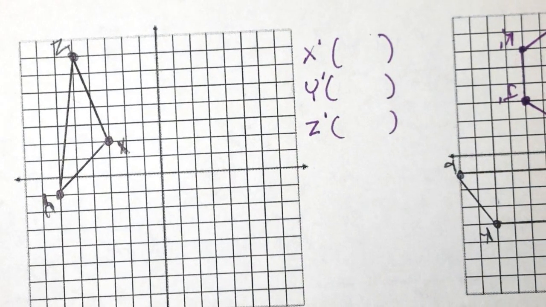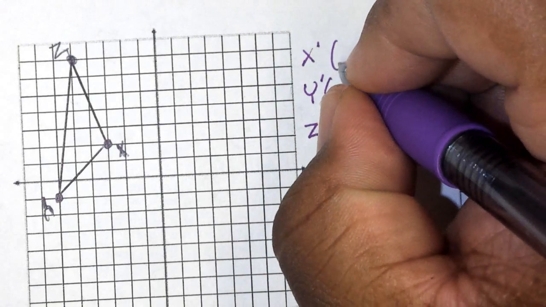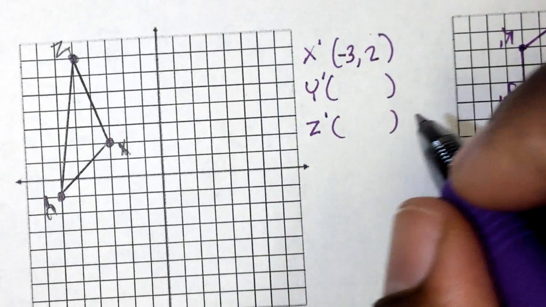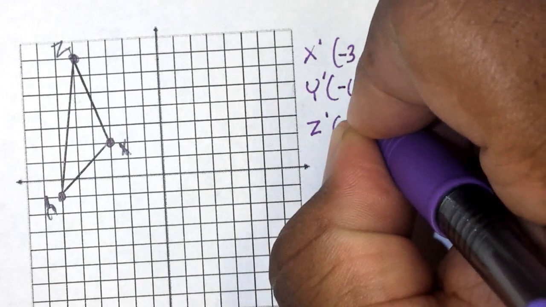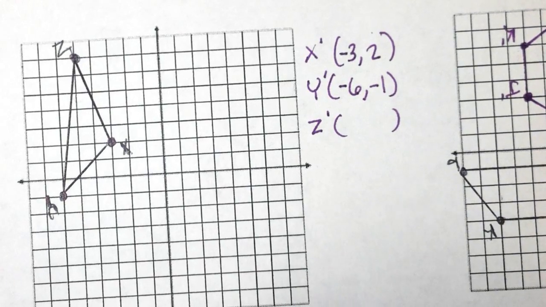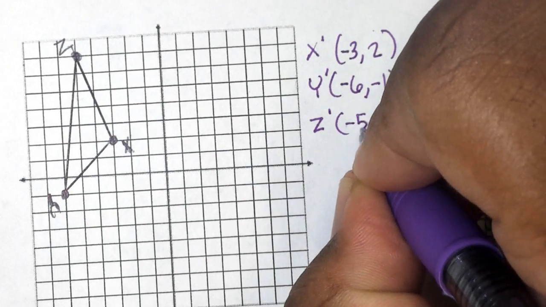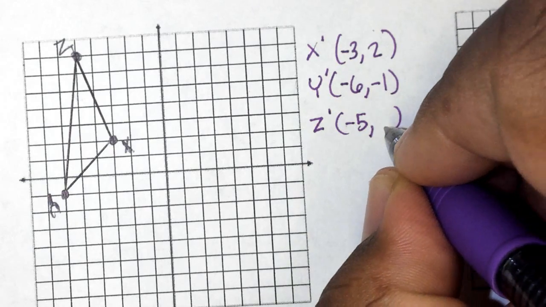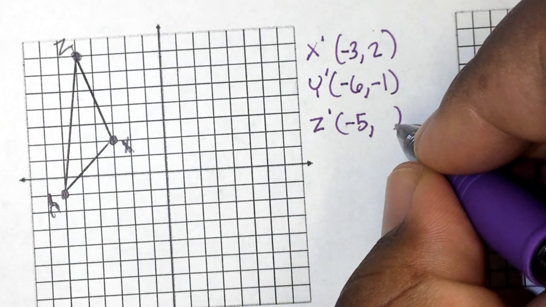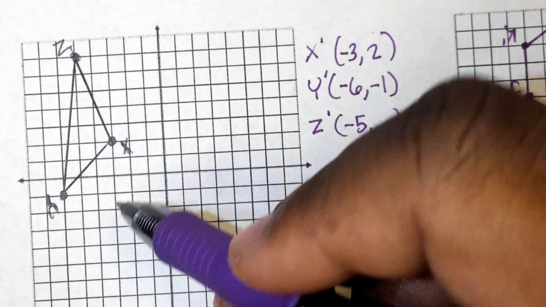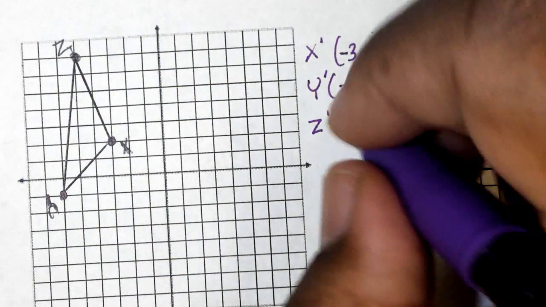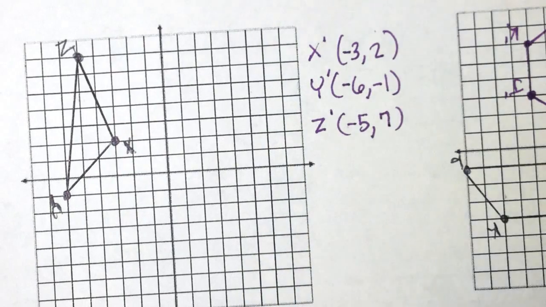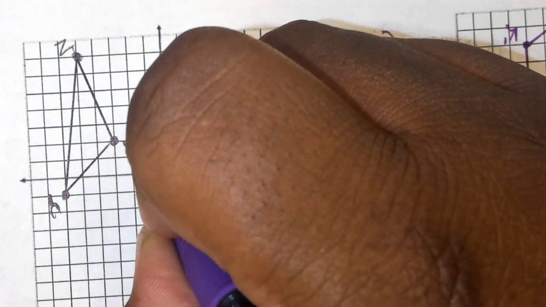Anybody got me on these? I don't feel like reading them to myself. Rachel, go ahead. Or I'll get you on the next one. Rachel, go ahead. -3, 2. -6, -1. -5, and what? No. Say it one more time. We went up. -5, +7. It's 0, 0 again.